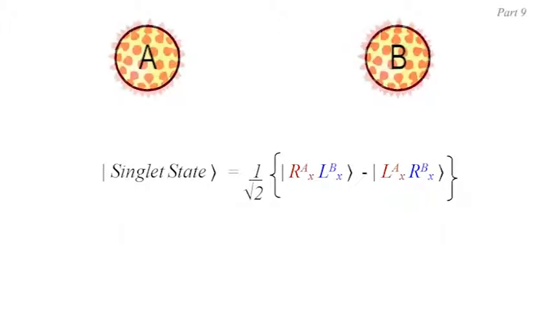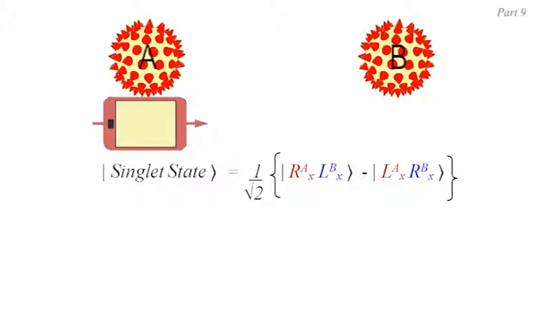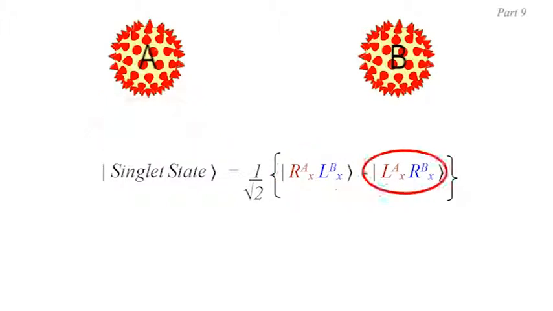This means that if you measure the component of the spin of the A electron in the x direction, there's a 50-50 chance of getting +1 to the right and -1 to the left. If you do get +1, which is to the right, you are dealing with this and not that.